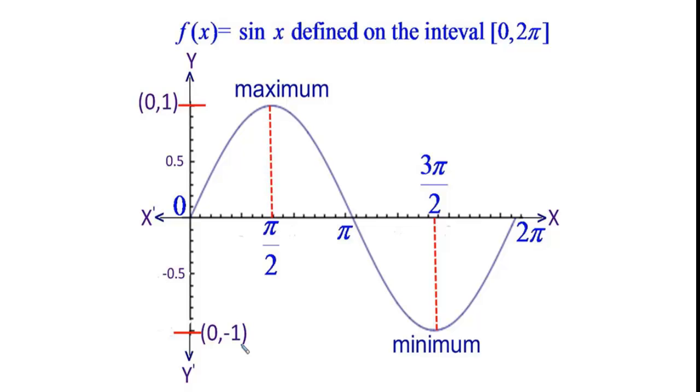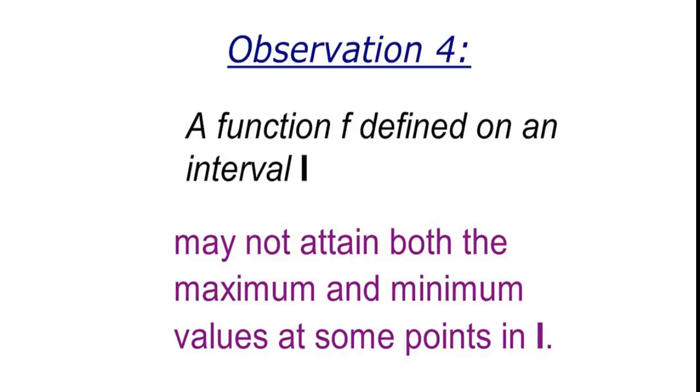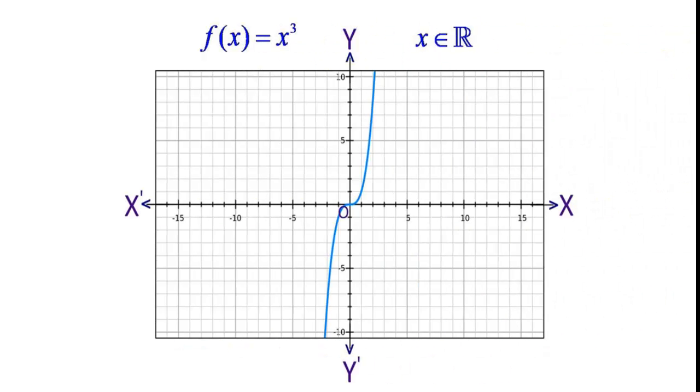Then we have observation 4. A function f defined on an interval I may attain neither the maximum nor the minimum value at any point in the interval I. We can see the same in this graph. This is the graph of f of x equal to x cubed. Here this function does not attain a maximum or a minimum value. It can be made as large as possible or as small as we please. Therefore, the function does not have a maximum or a minimum value.